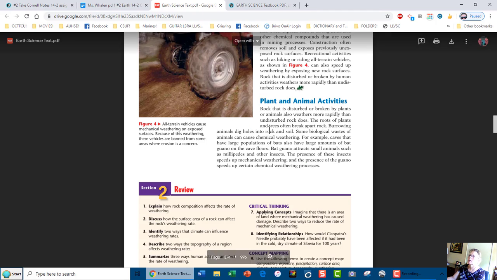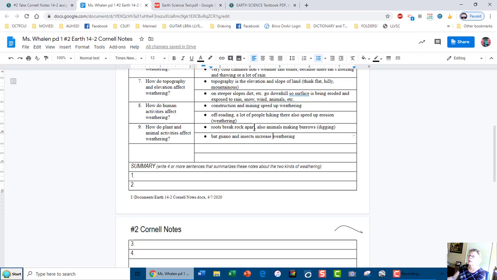So here's a little bit about bat guano, which of course is only going to be in caves and areas. However, it's worth mentioning. It's kind of interesting, and it will help you remember. Roots break rock apart, as you studied earlier last week. We talked about that. And here, bat guano and insects increase weathering. So that is our last heading.